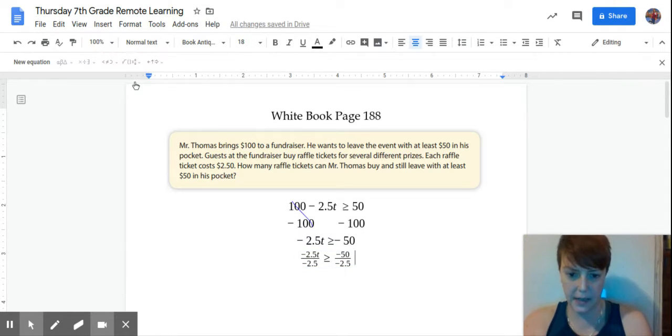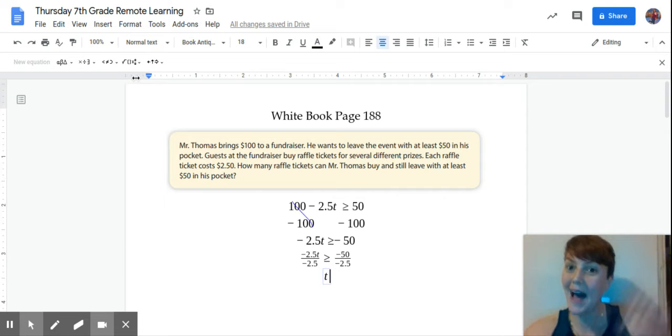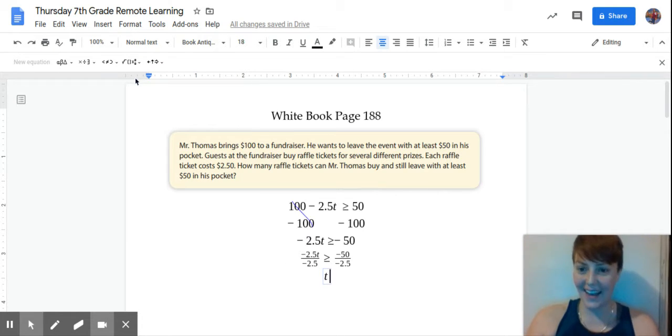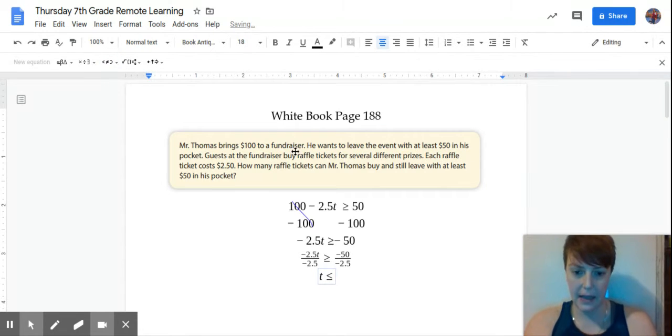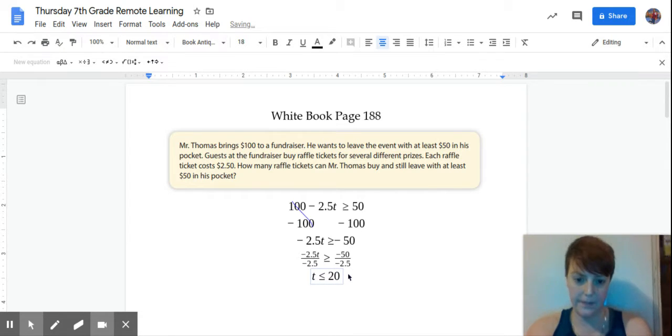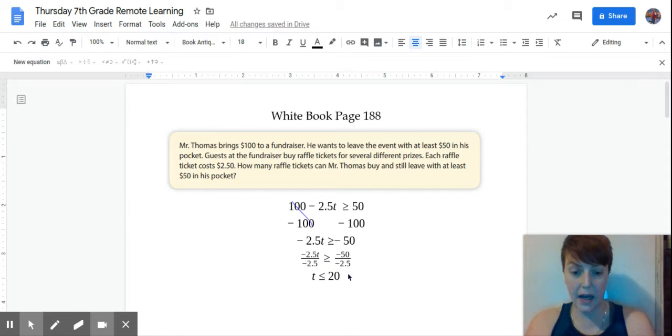So we're dividing both sides by that negative 2.5. And so that means on this side we're going to have our t. And since we divided by a negative, this bottom number was negative, we have to flip that sign. Yeah, that's right. I went there. So now we're going to flip the sign, and negative 50 divided by negative 2.5 is going to be positive 20. And so he can buy up to and including 20 tickets.